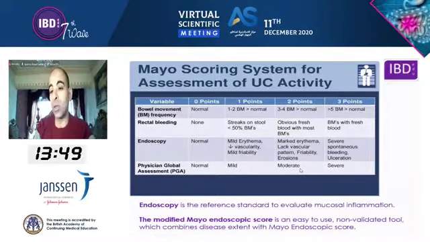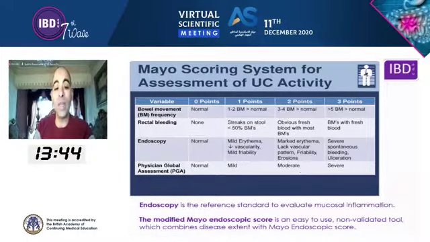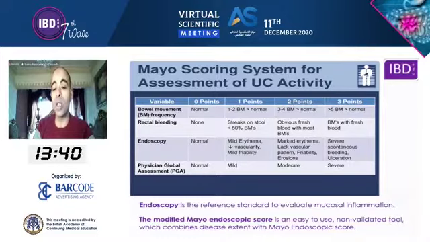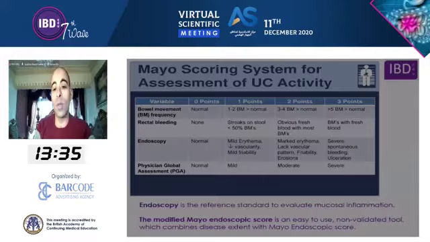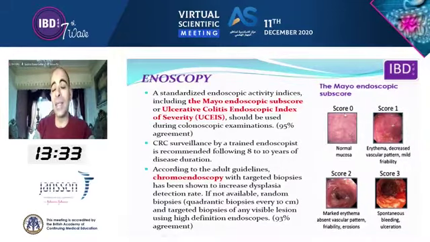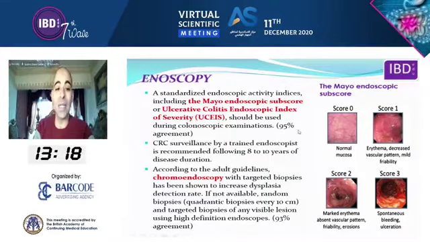As we know, endoscopy is the reference standard to evaluate mucosal inflammation. And also we have the modified Mayo endoscopic score, which combines the extent plus the Mayo endoscopic score. This is the Mayo endoscopic score. Score 0, normal mucosa; score 1, just erythema, decreased vascular pattern, and mild friability; score 2, marked erythema, absent vascular pattern, friability, and erosion; and score 3, spontaneous bleeding and ulceration.